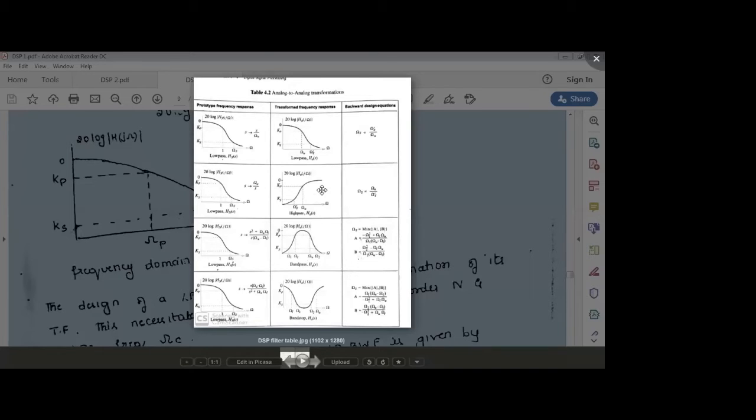That is, if they are given high pass frequency response details, using the backward design equations, which we can see in the third column, I have to convert into a prototype frequency response. Then I have to design a low pass prototype frequency response. From that, I have to convert once again into a high pass filter. And similarly, it will be applicable for the band pass filter, as well as for the band stop filters also. So this is the design of the basic filter.